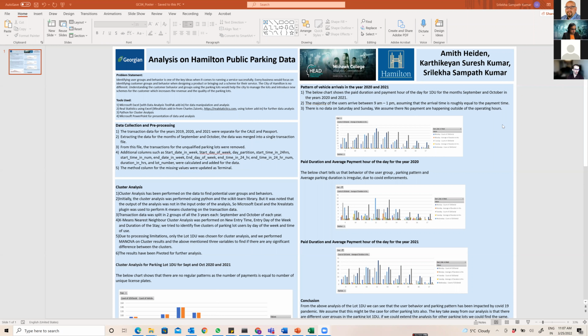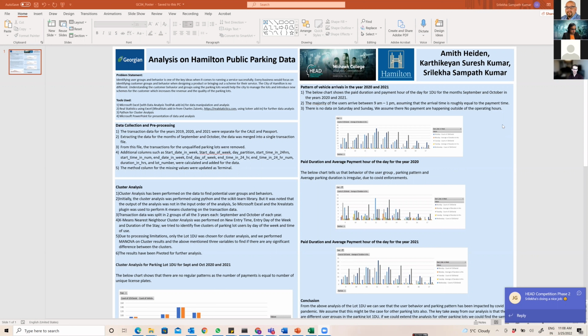Regarding pre-processing and data cleaning, the transactions for the years 2019-2021 were separated for both of the data sets, as mentioned in the competition. Extracting the data for the months of September and October, the data was merged into a single transaction file. Then the unqualified parking lots were removed, as we have taken only September and October for the analysis.